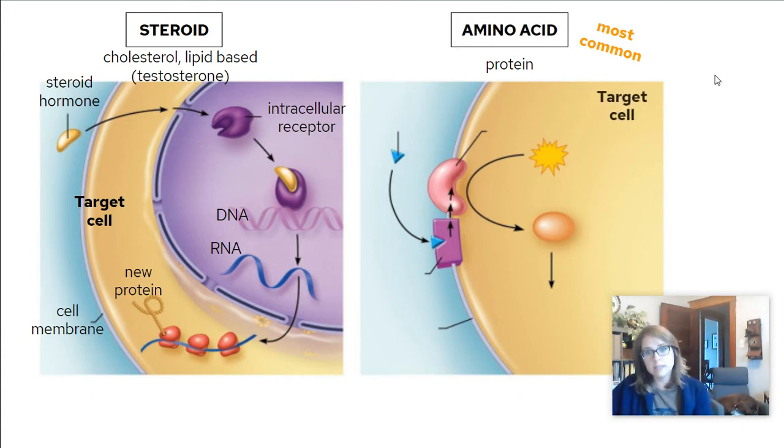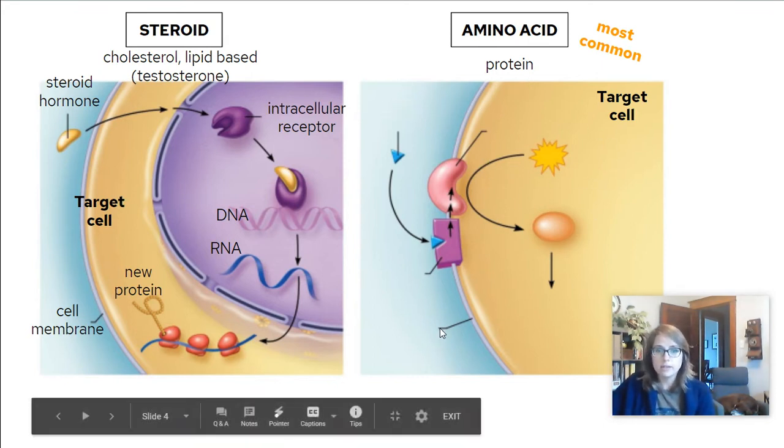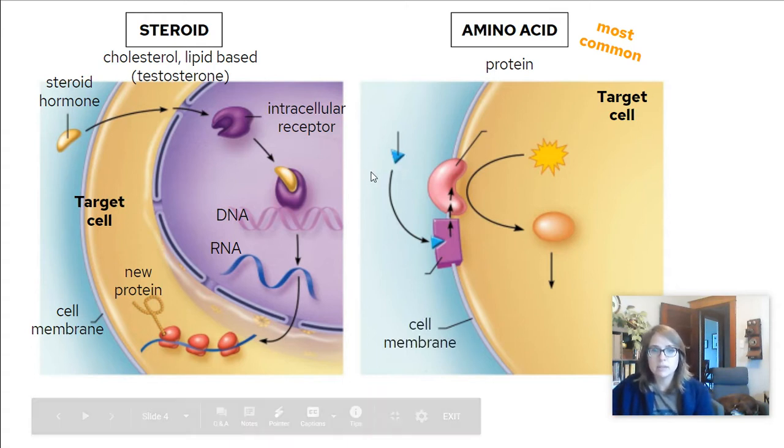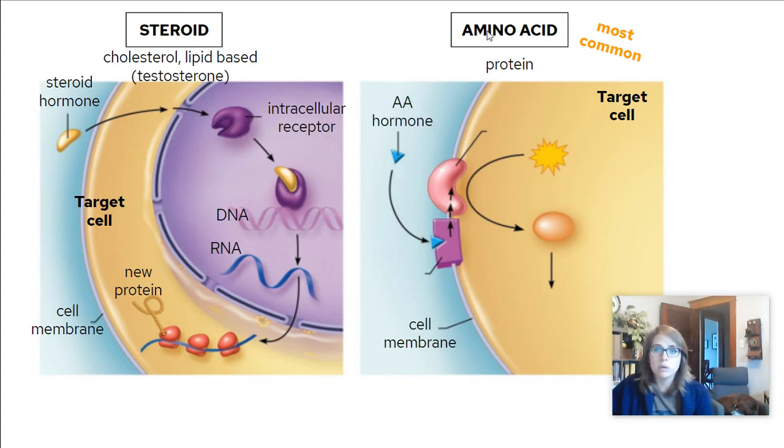So the amino acid-based protein, here's my target cell, the beige guy, and here's the outside of my cell. And here's my cell membrane, just like on the other one. And this guy is represented by a little triangle here. This is my AA hormone, amino acid hormone for short. Notice where this guy came straight into the nucleus, the amino acid hormone does not. It just attaches to this receptor on the outside. It's called an extracellular receptor. This was intra, this one's extra, as in outside of my cell, my target cell.